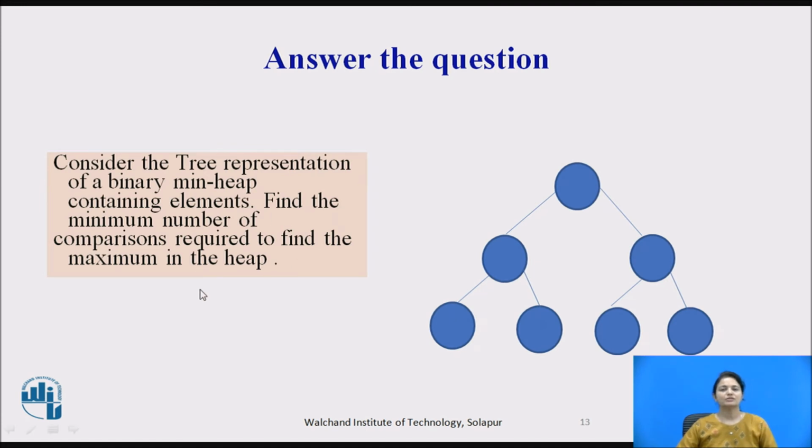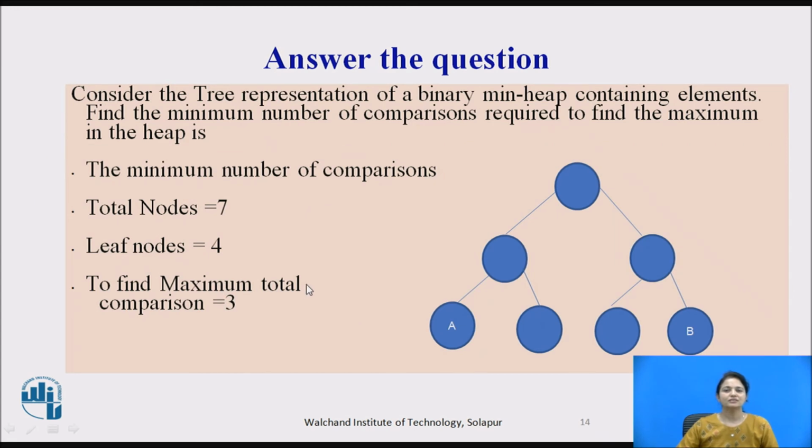Now you try one more question. Consider the tree representation of a binary min heap containing elements; find the minimum number of comparisons. The same question is there, but here I have changed the total number of nodes. Try to first answer this question.